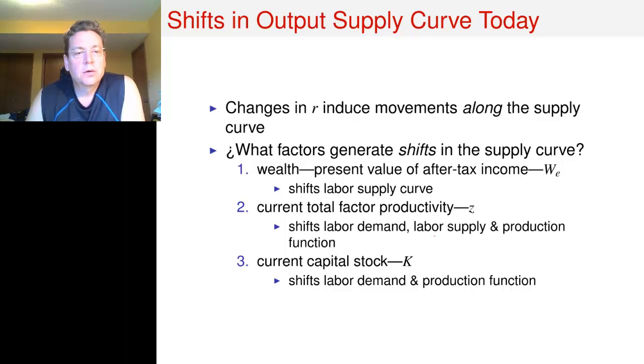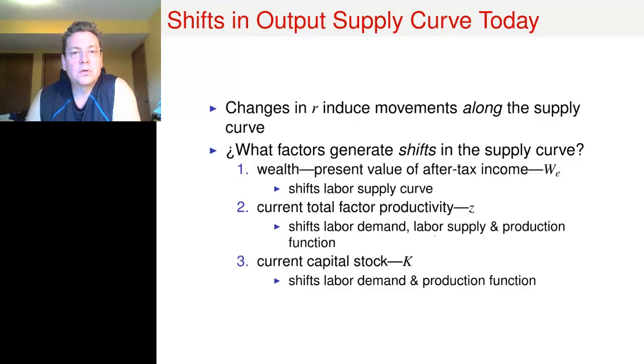Alrighty then. We just saw that changes in the real interest rate induce movements along the supply curve for goods today. And now the question we turn to is what generates shifts in that supply curve? Well, there are three things that we're going to consider. The first is wealth, meaning the present value of after-tax income. Changes in wealth are going to affect the consumer's decision about how much labor to supply.